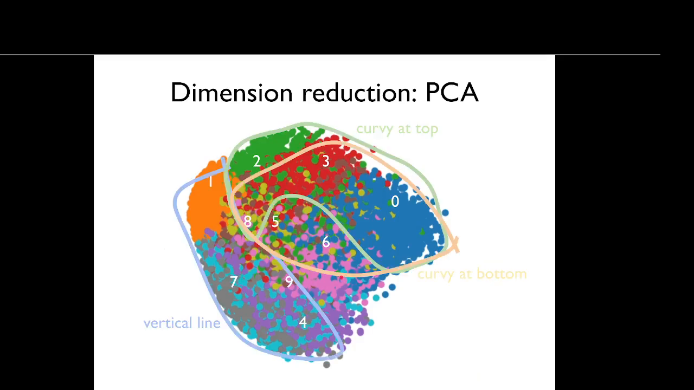And let's see how this fits with our manual grouping. And you can see here are the ones with a vertical line. Here are the ones that have a curve at the bottom. Here are the ones that have a curve at the top. So it's actually agreeing with what we did in our manual layout.